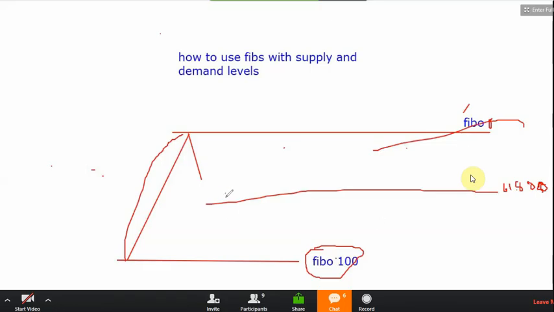Okay, guys. So now we are on the whiteboard, right? Let's go straight to the chart.